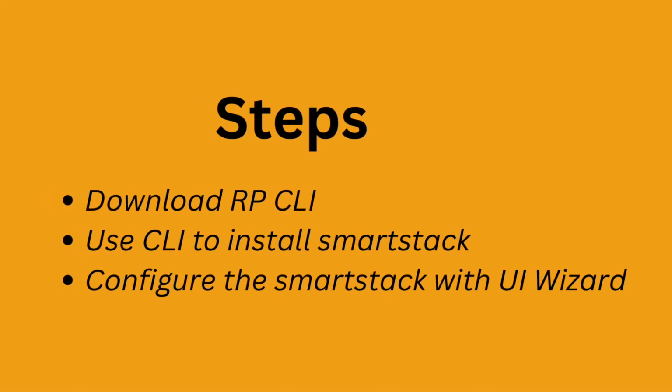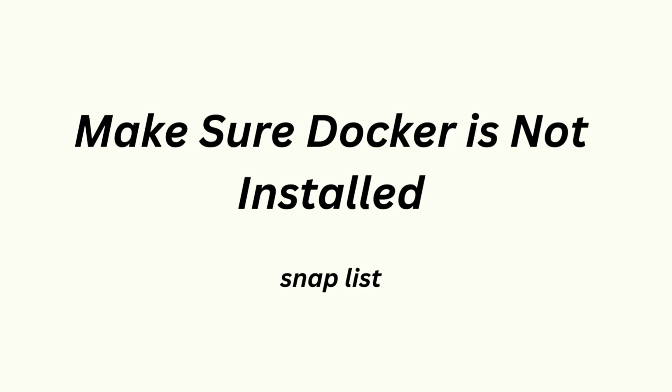These steps will include the download of the Rocketpool command line interface, then using the command line interface to install the Smartstack, and in our next video, we will configure the Smartstack with the UI wizard. Now, since we are using Ubuntu, make sure that Docker is not already installed because it will mess up the version that we install. Just run snap list, and if it is installed, you will need to delete it.